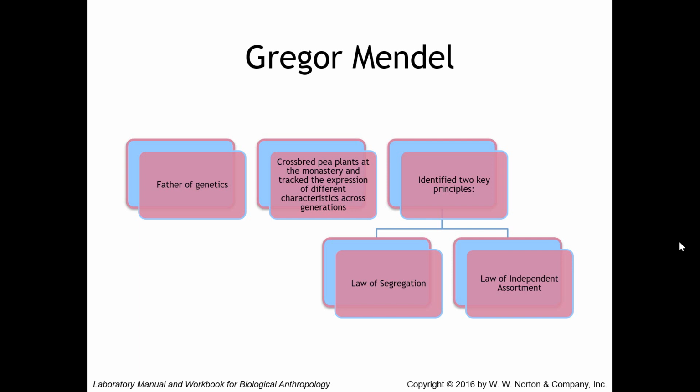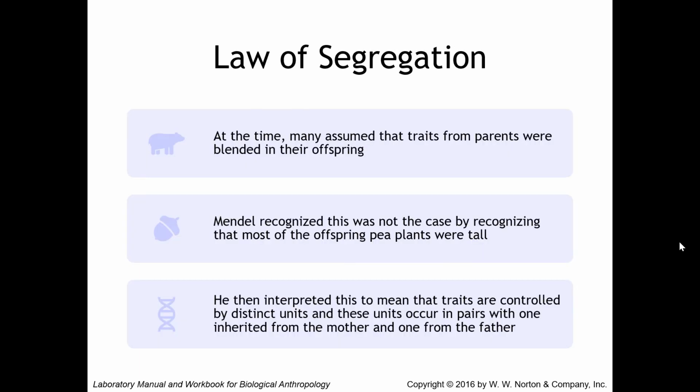He crossbred pea plants in the monastery garden, and he tracked the expression of different characteristics. These characteristics being flower colors, stem length, pea color, pea shape, and so on. And he tracked these expressions across multiple generations. He identified two key principles after his tracking was analyzed, which are the law of segregation and the law of independent assortment. So the first one is the law of segregation.